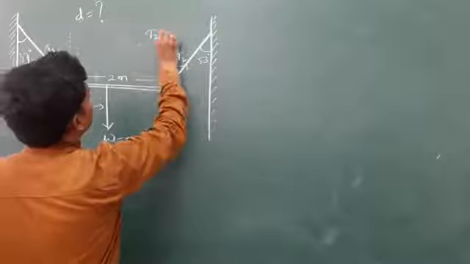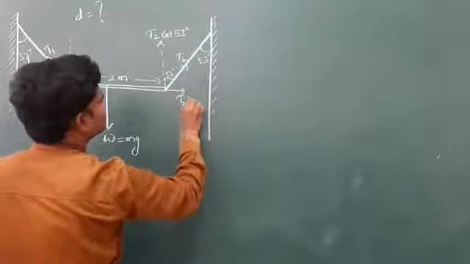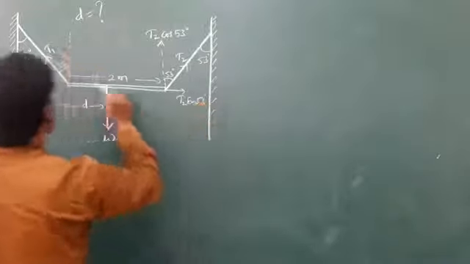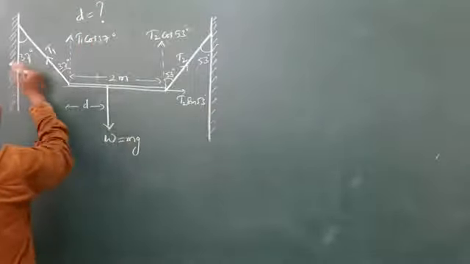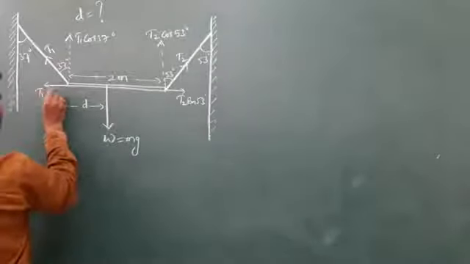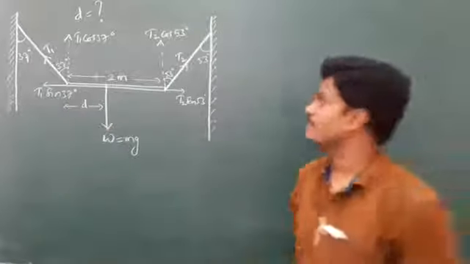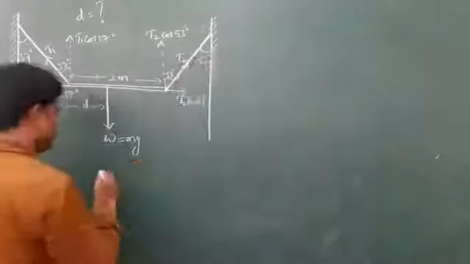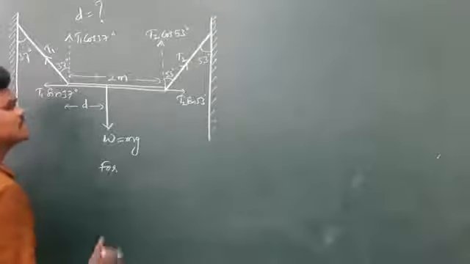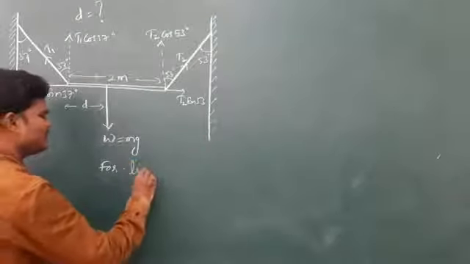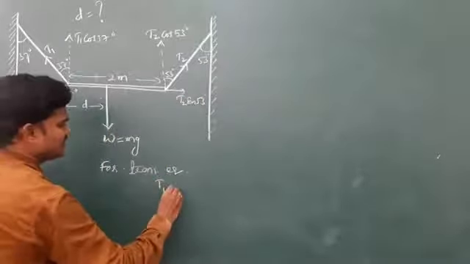So this is T2 cos 53, and this is T2 sin 53. Here T1 cos 37, and this side is T1 sin 37. Now take the rod in translational equilibrium. For translational equilibrium, you balance the upward forces equal to downward forces, otherwise left side forces equal to right side forces. Here I am balancing left and right forces.